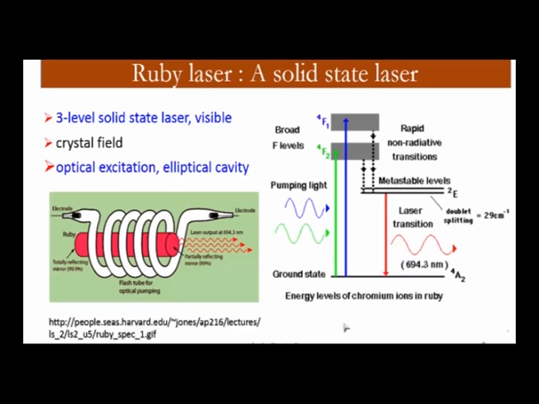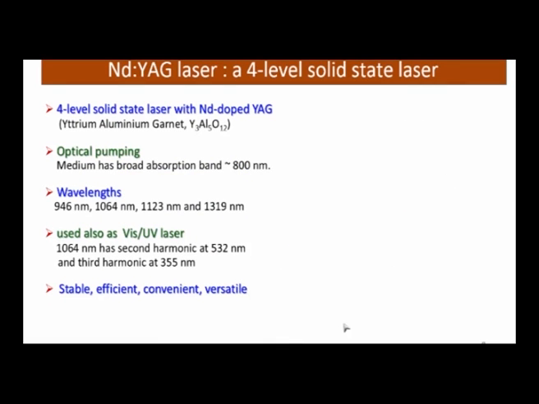These are the basics of a ruby laser, and this is a solid state laser, which is very convenient to use. Solid state laser is very stable, sturdy, convenient, as opposed to some other systems that we are going to see. We will go to another laser, which is an Nd:YAG laser. We can go through all this later. You don't worry about reading it all at once.